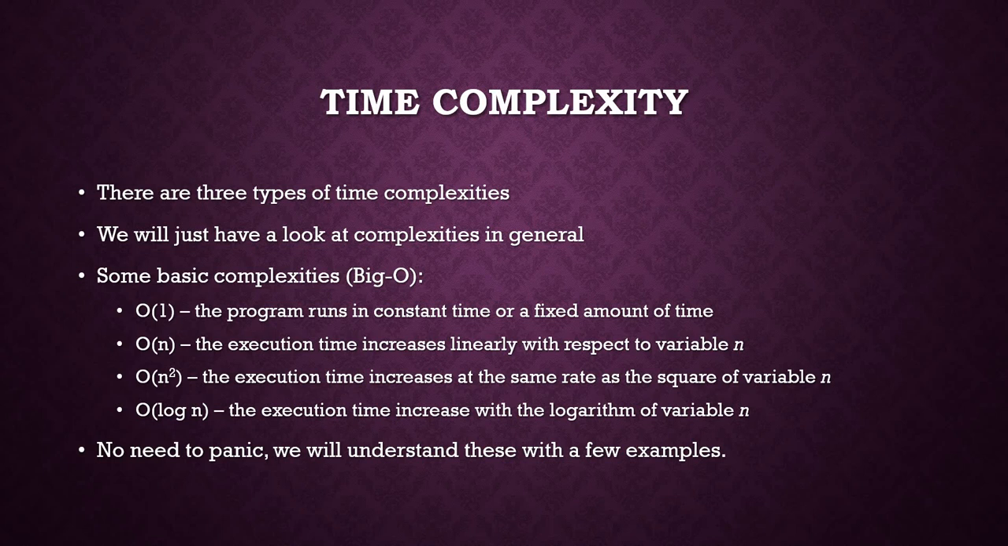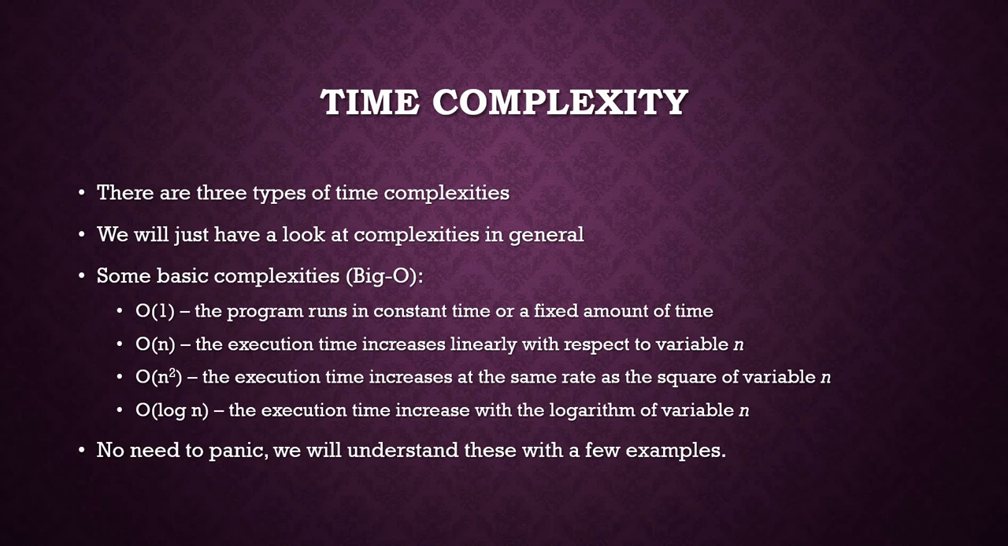So some basic worst case complexities, which are represented as big O, are O(1), O(n), O(n²), and O(log n). Understand that these are all worst case complexities. We are not working with best case and average case, we are working with complexities in general. So instead of creating differences between the three, we'll only work with worst case complexity, represented as big O. But for simplicity you can assume that this is any of those complexities.